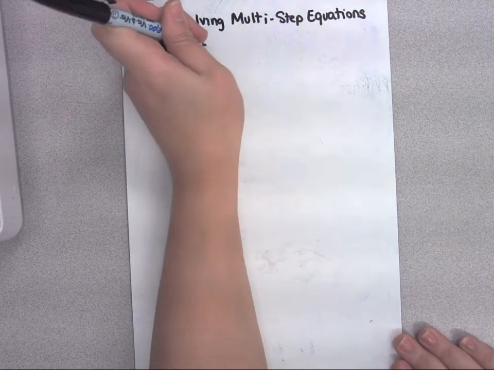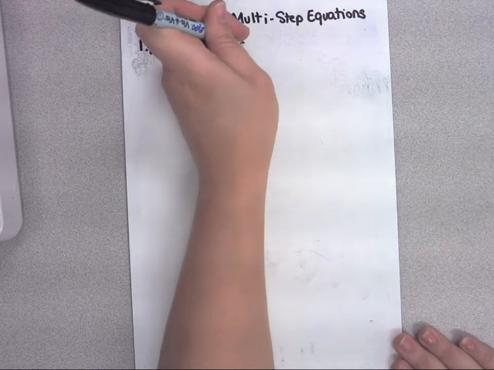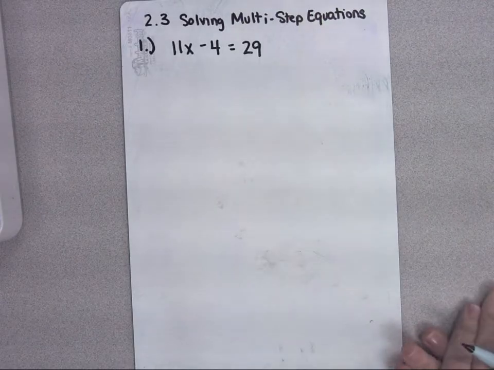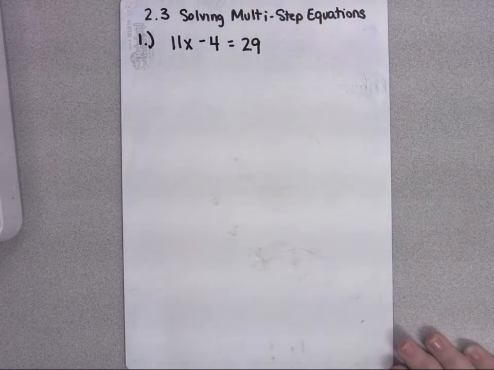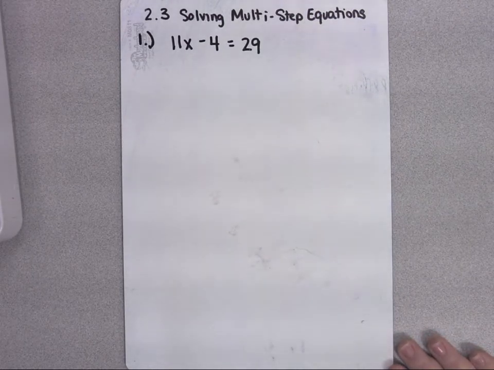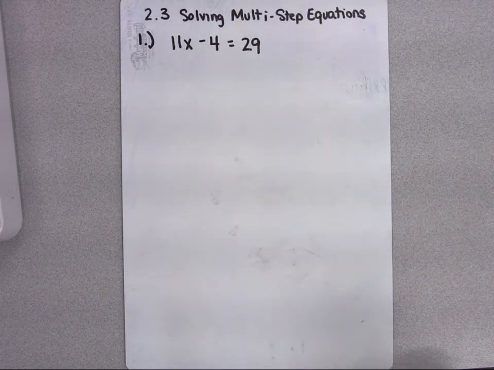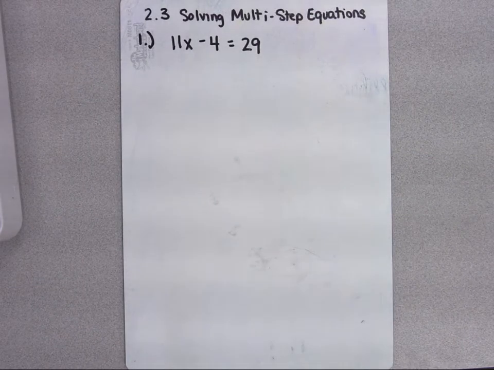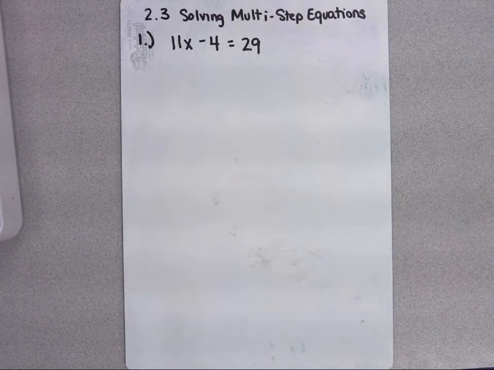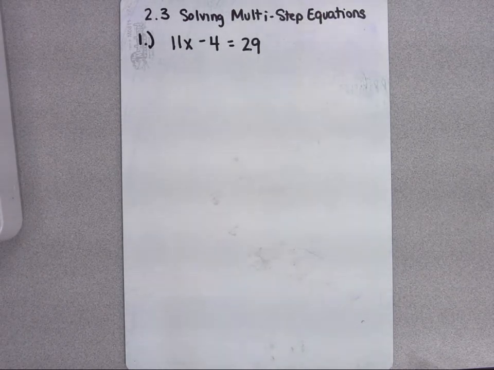11x subtract 4 equals 29. So when we solve a multi-step equation, do you remember how you solve these? Which number do you move first? We're always trying to get the variable, which is usually x, by itself. But what are we going to get rid of first? Risa? No. Caleb? No. The last one left is 4.